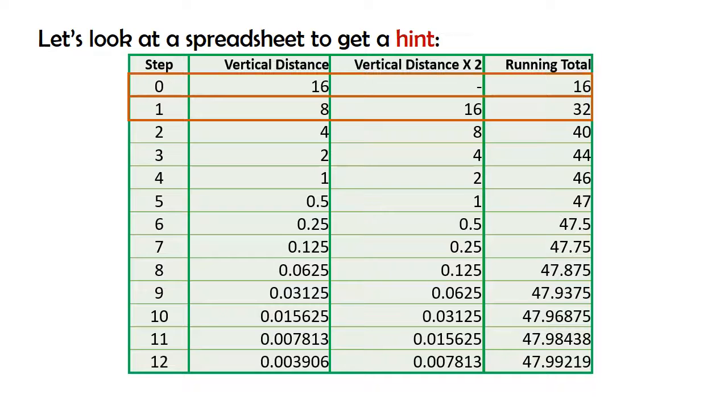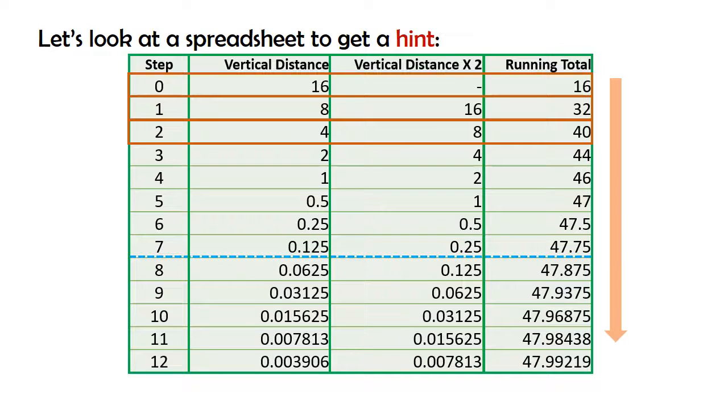For the second bounce, we add on 8, and 32 plus 8 gives us 40. And so forth and so on. We continue that process all the way down. Now, for the previous example on the previous slide, we only went up to here. We only went up to 7 bounces. And so at that point, the total distance traveled by the ball is 47.75 meters.